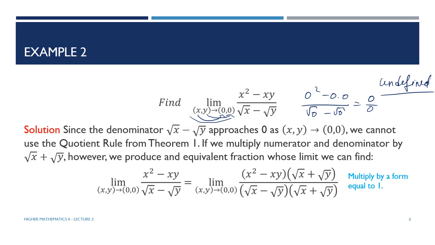Since the denominator approaches 0 as xy, the point, tends to 0, we cannot use the quotient rule. We can't use the quotient rule from theorem 1 right now.